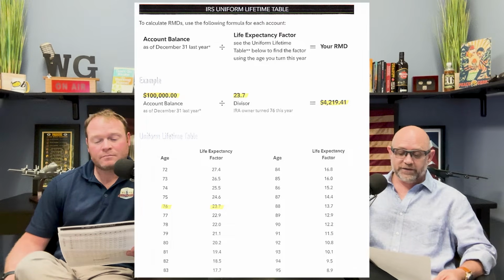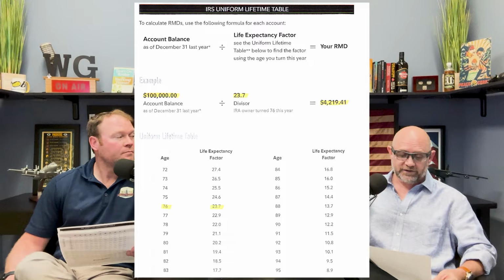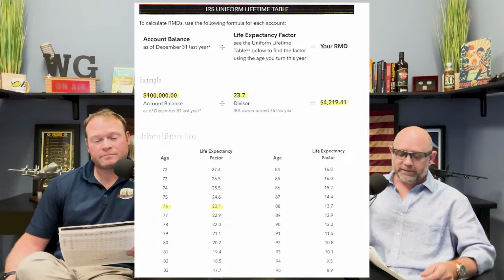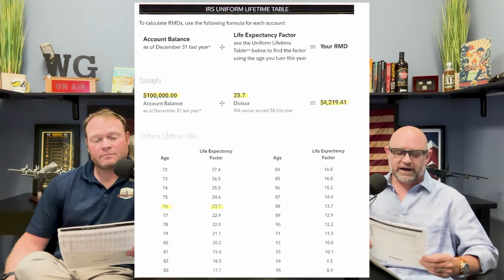There will be another chart that we use in a different situation. That is when your spouse is the sole beneficiary and more than 10 years younger. So we'll get to that chart in a minute. But for everybody else, this is going to be a vast majority of you. Here's how we calculate this.